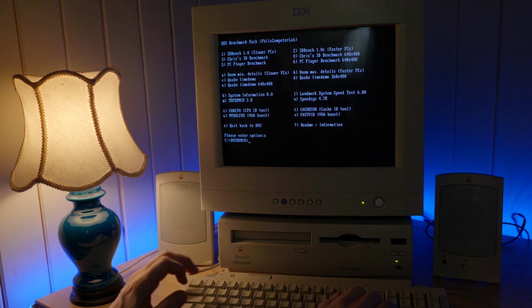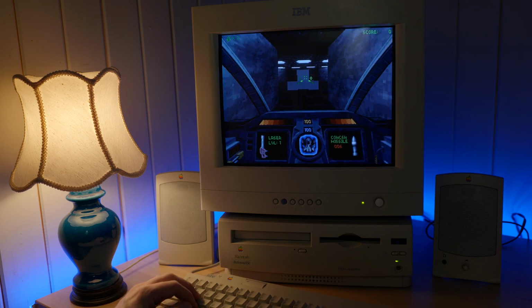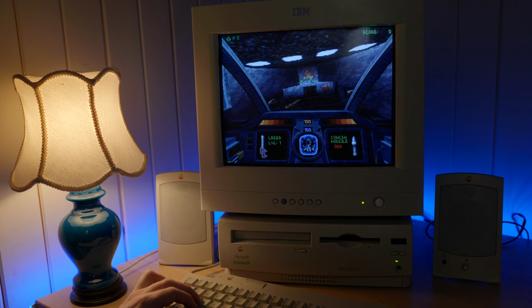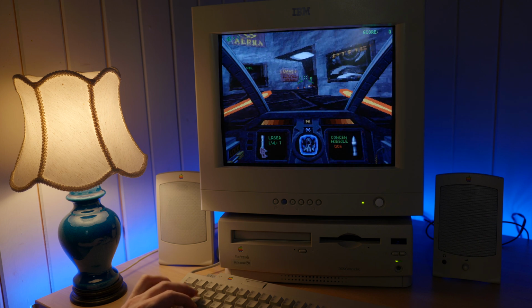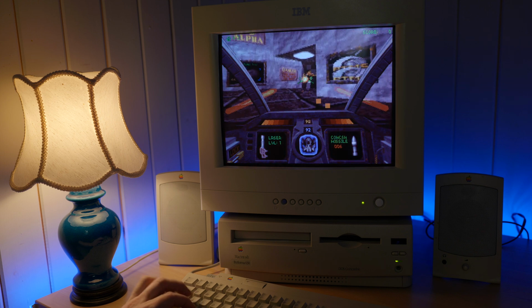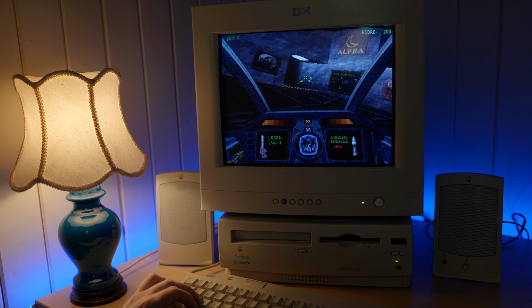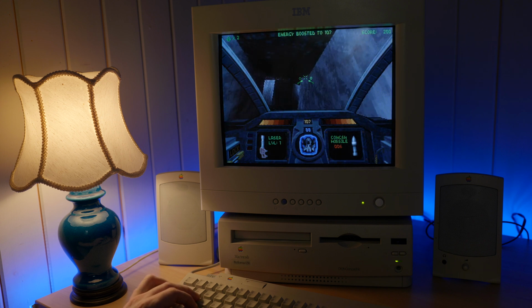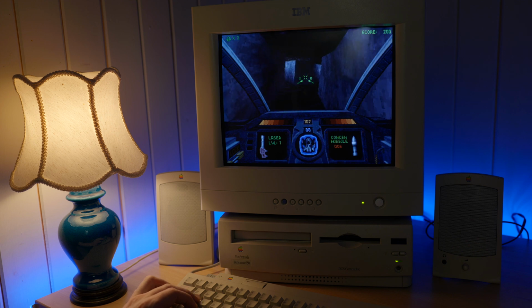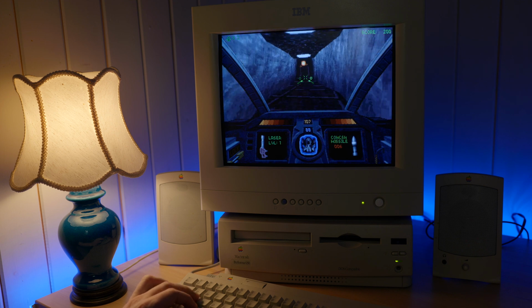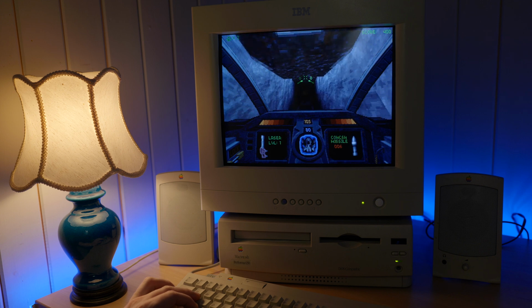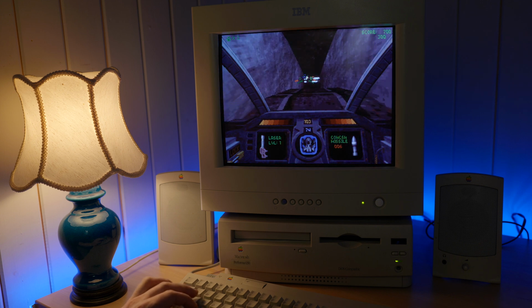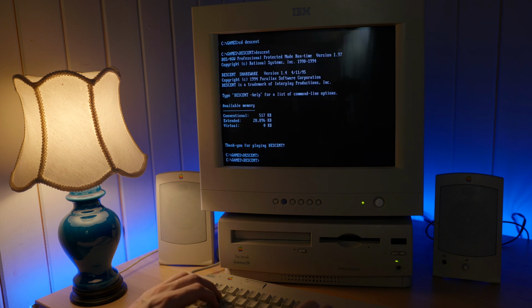So there's one more thing I want to compare, and that is Descent. So let's see how it runs here on the baseline. Yeah, playing Descent with the keyboard is not great. And it runs, I mean, it's barely playable, I'd say. Alright, so that's it for the baselines.